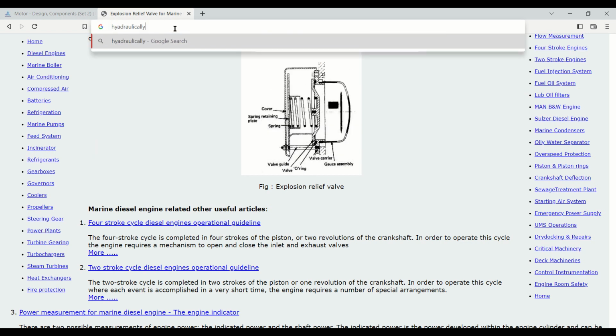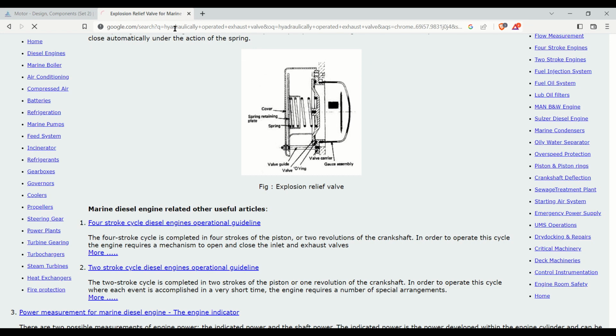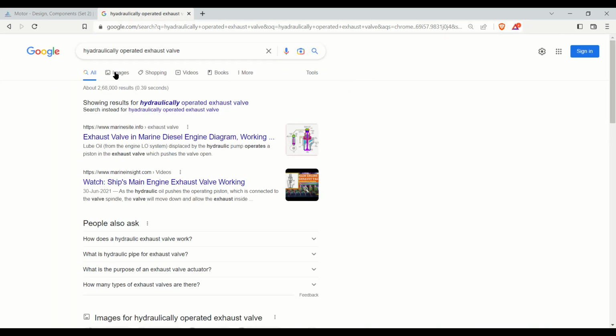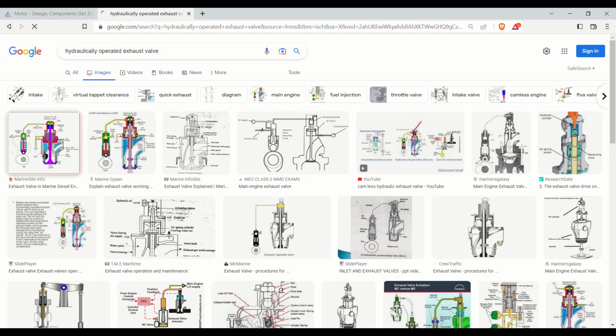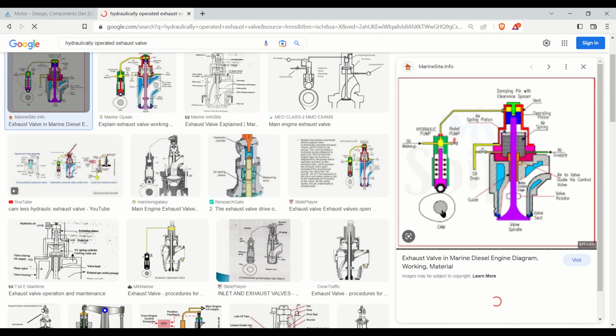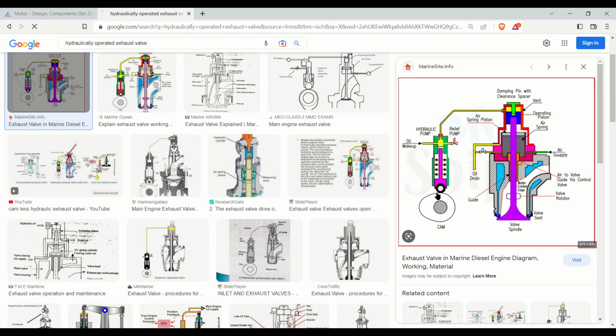Hydraulically operated exhaust valve. Yeah, it's a good image. Yes, you can see the cam. The cam is actuating this hydraulic pump, and this pump pressurizes the oil, which goes over here and pushes the exhaust valve for its opening.